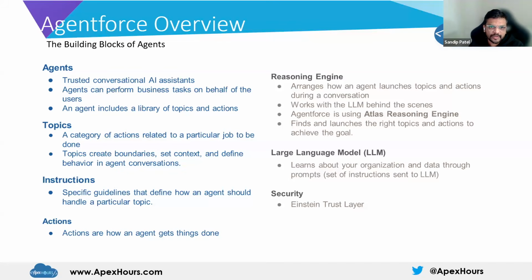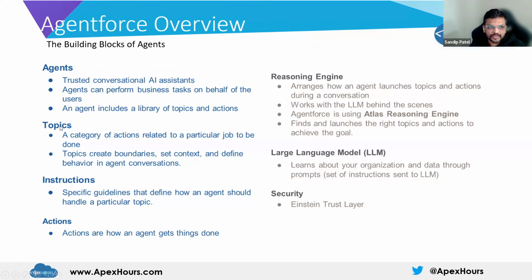If you see on the left side, we see the agent's topics, instructions, and actions. This is what you see on the front end while building an agent. On the right side are the reasoning engine, LLM, and the security layer, which are part of the building blocks, but you won't be seeing them in the front end. They run in the back end, doing all of the calculation, reasoning, routing, and all of those things.